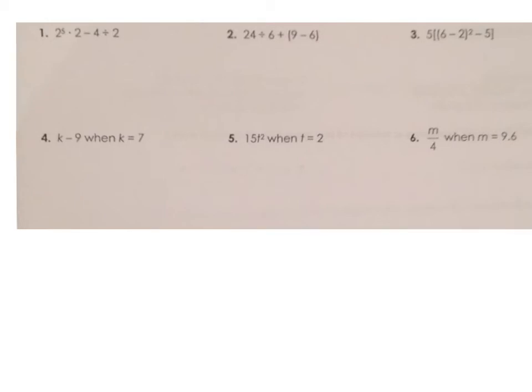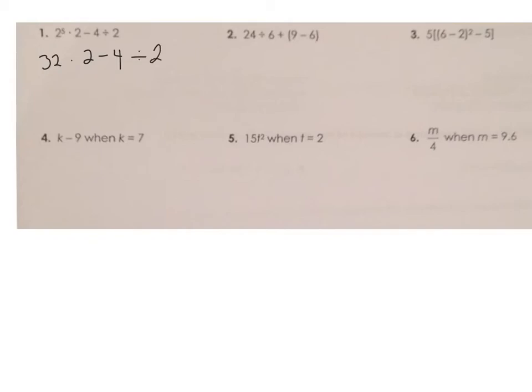All right, Unit 1. So in order to solve these first couple, we have to use order of operations. So any parentheses, no. Any exponents, yes. So we have 2 to the 5th power, which is 2 times 2 times 2 times 2 times 2. I get 32 times 2 minus 4 divided by 2.